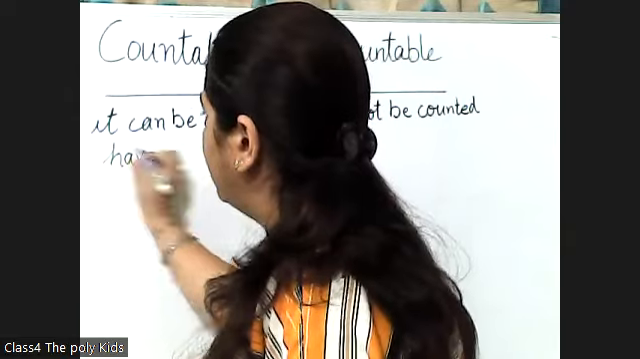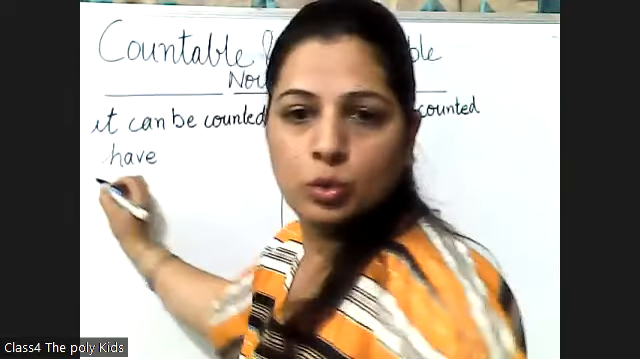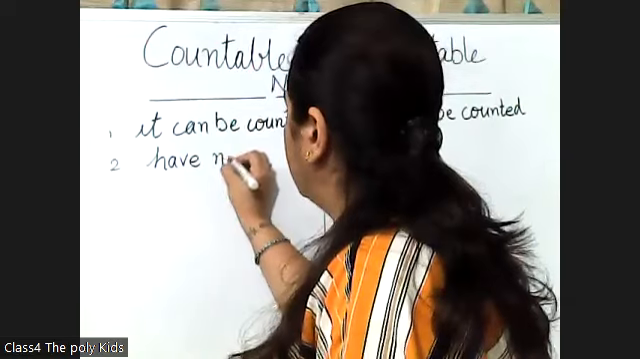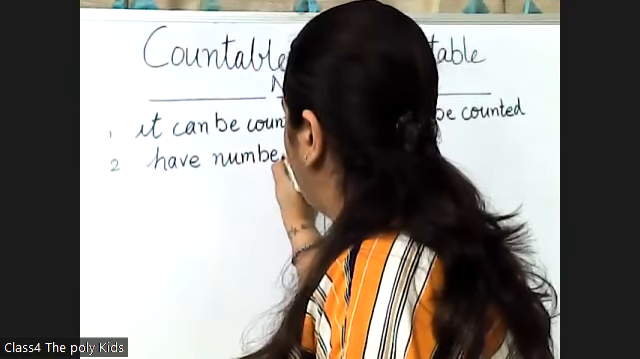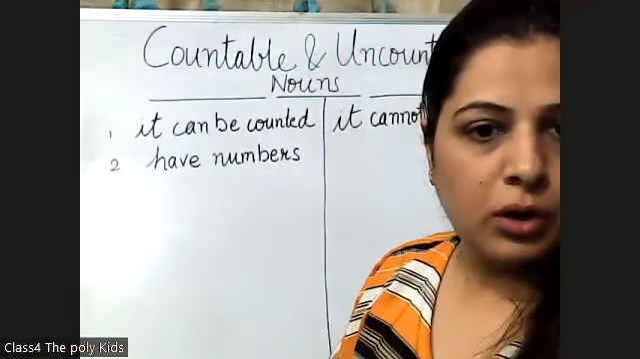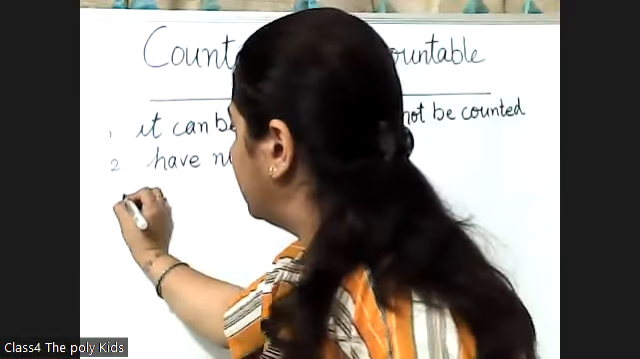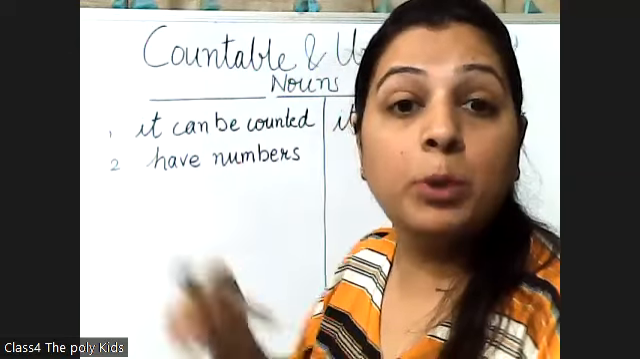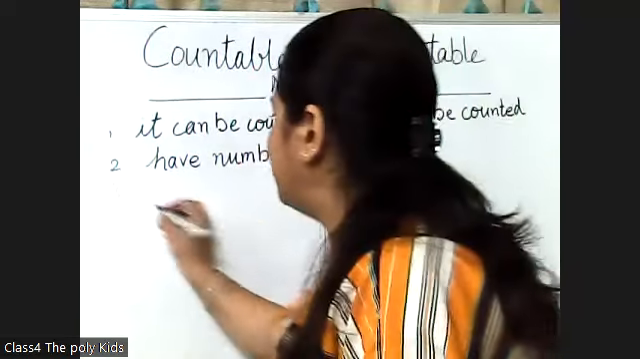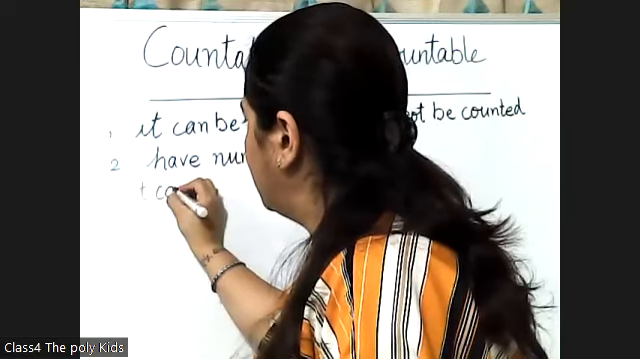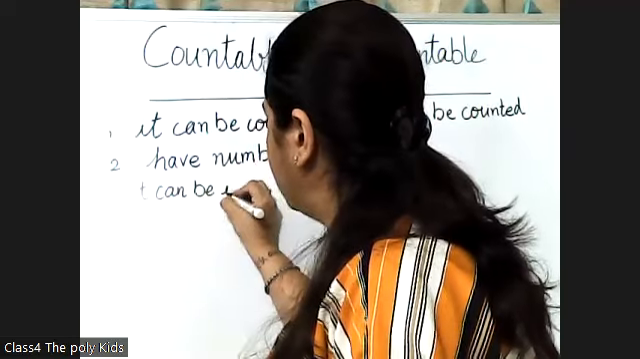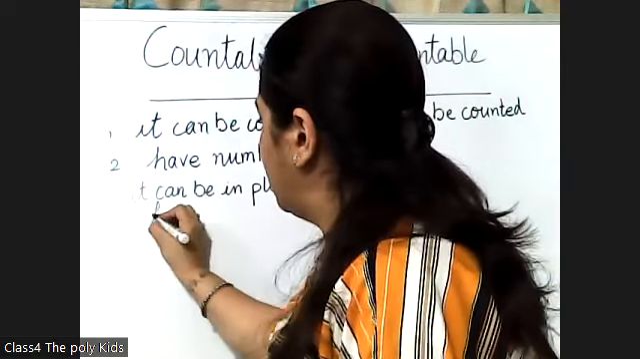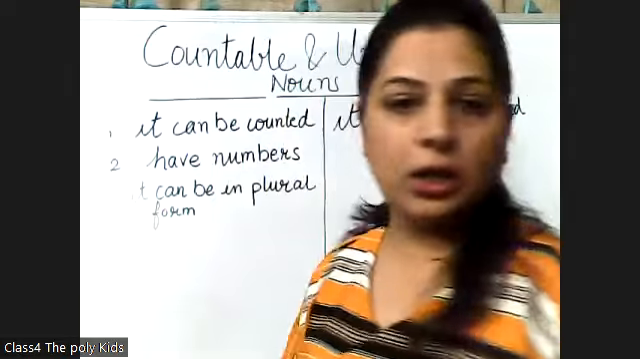Just write, have, you can put points 1, 2. Have numbers. Okay. Number 3, it can have numbers. Third is, it can be in plural form also. First write, then I will explain. It can be in plural form. Now, have you heard about the word plural?